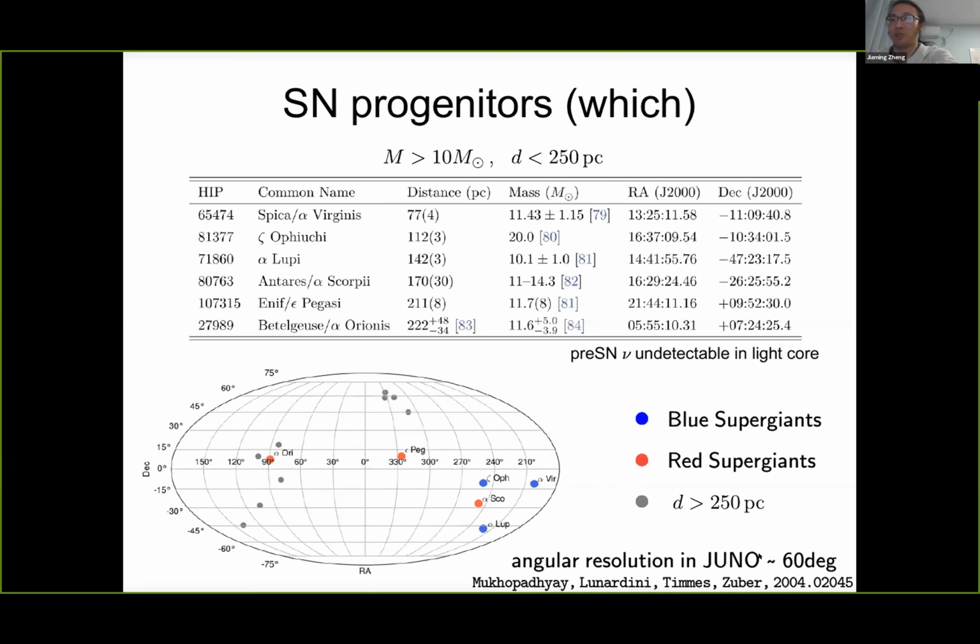And if JUNO was running at the time of the core collapse, we will have an angular resolution of about 60 degrees. And in this case, we will be able to tell Alpha Orion or Epsilon Pegasus apart from the other candidates. If unluckily the presumed supernova neutrino comes from the lower right region here, then we will have to pick one out of the 4 candidates by chance.